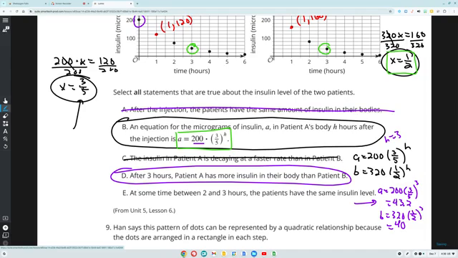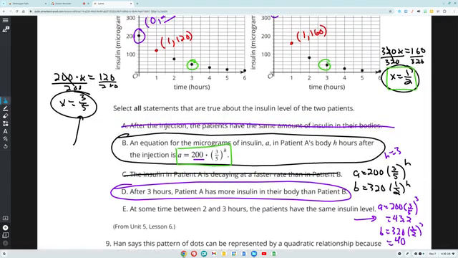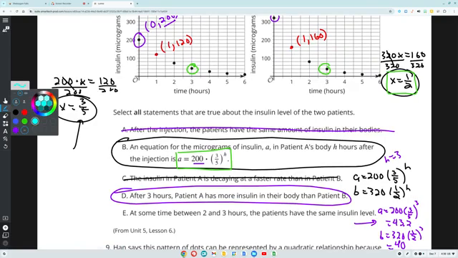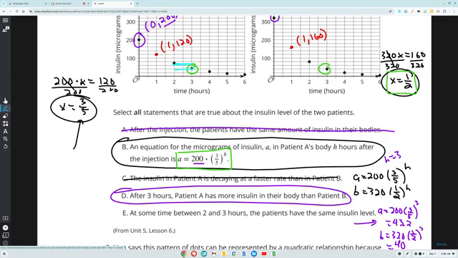At some time between 2 and 3 hours, the patients have the same insulin level. I can do this just by quickly glancing at the graph. Between 2 and 3, so that means I'm pinching between these two places, and I'm pinching between these two places, and it definitely looks like they are right in there where they're going to be crossing.